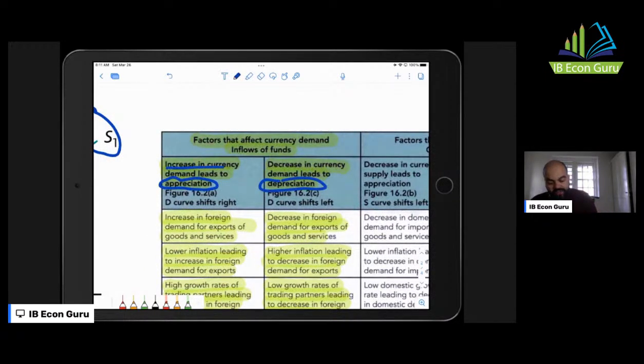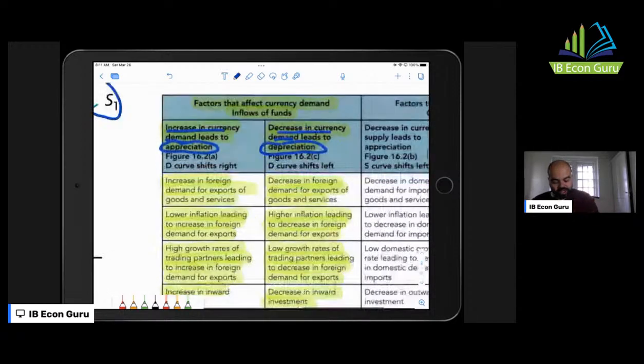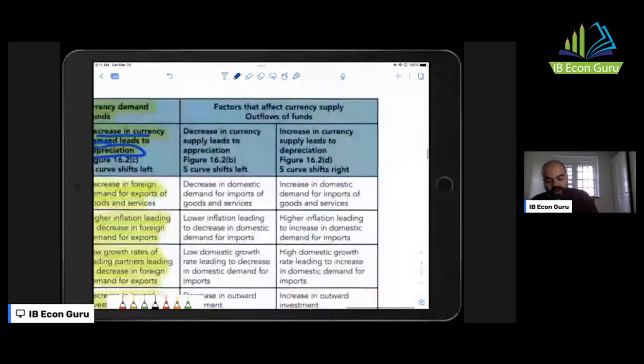Remember, if there's an increase in currency demand, this will lead to an appreciation. If there's a decrease in currency demand, this will lead to depreciation. All right, what about currency supply? Factors that affect currency supply, which is the outflows of funds. A decrease in currency supply will lead to an appreciation.